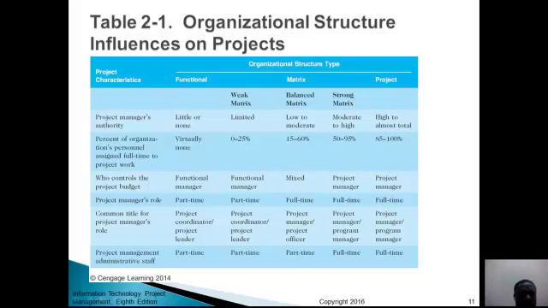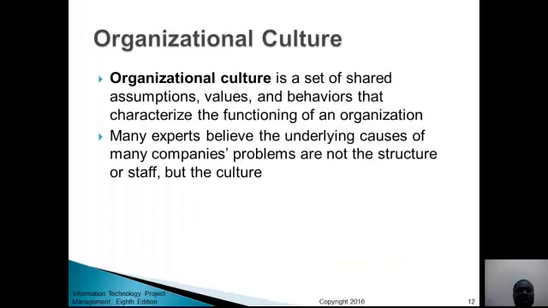For instance, for the project management administrative staff, in a functional structure, they are normally part-timers. In a weak matrix, they are part-timers. In a balanced matrix, they are part-timers. But in a strong matrix, and then in a full project structure, they are all full-timers. So you see that each of these structures affects how the project actually works.